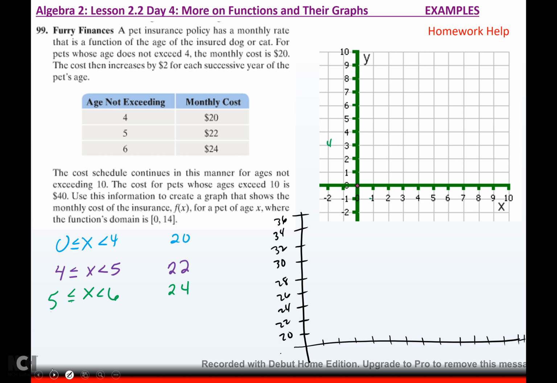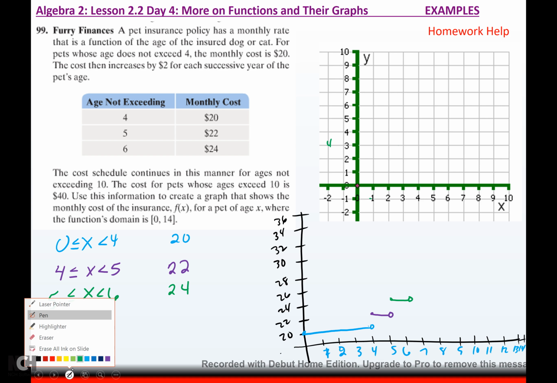All right. 0 to 4. Oops, sorry, I forgot to count. 1, 2, 3, 4, 5, 6, 7, 8, 9, 10, 11, 12, 13, 14. So from 0 to 4, we got 20 bucks. Okay, this one's closed, that one's open. From 4 to 5, we got 22 bucks. Closed, open. From 5 to 6, we got 24 bucks. Closed, open. And guess what's going to happen?